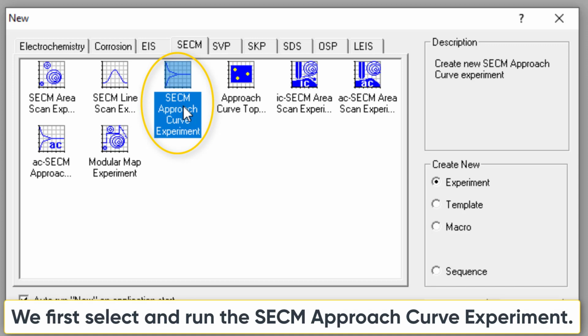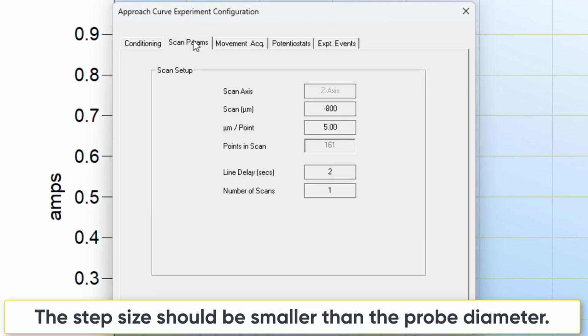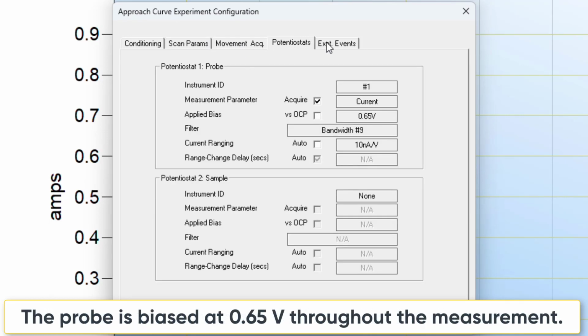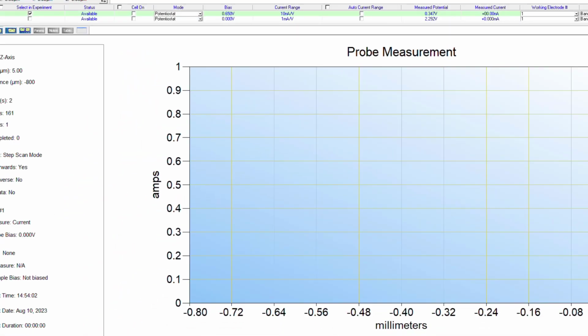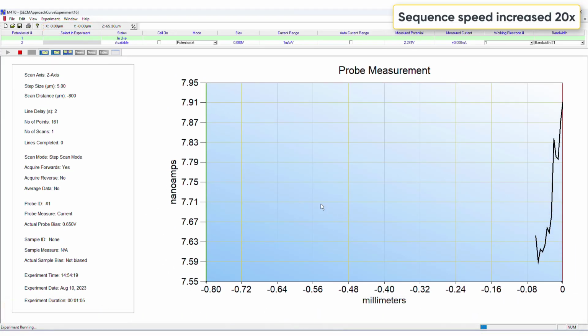We will first run three SECM approach curve experiments. A preconditioning is used to stabilize the signal. The step size is selected to be smaller than the probe diameter. The approach curve is performed in step scan mode with the probe biased at 0.65 throughout. We use triggers for a degree of experiment automation. The first approach is performed at the 0-0 position.